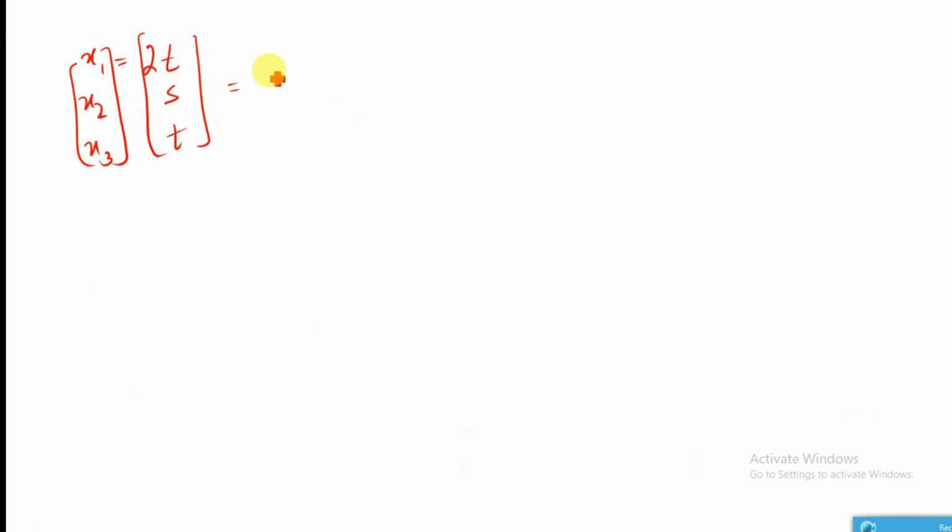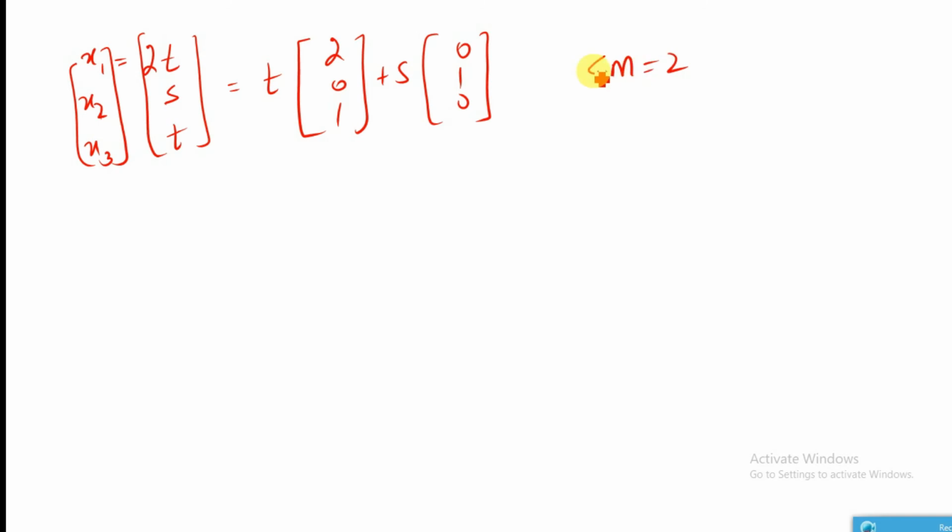So we can rewrite this like this. For t we have 2, 0 and 1, and for s we have 0, 1, 0. We can write s before t as well, it's up to us. The order doesn't matter. So now see here, we have two basis vectors, so its geometric multiplicity is 2.